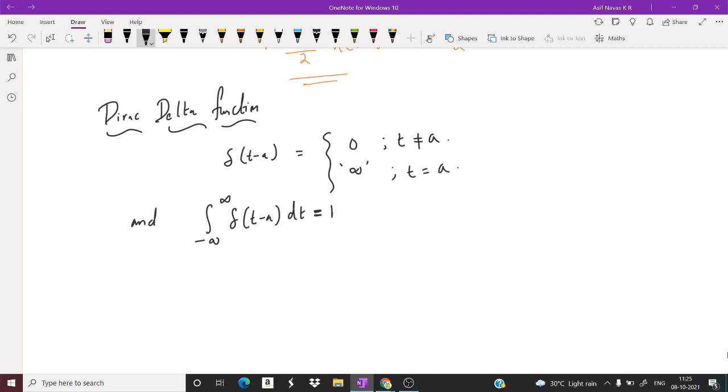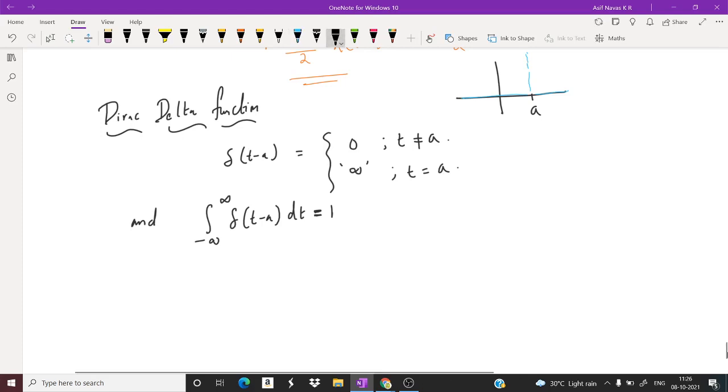So intuitively, everywhere it is 0, except at a, where it is infinity.